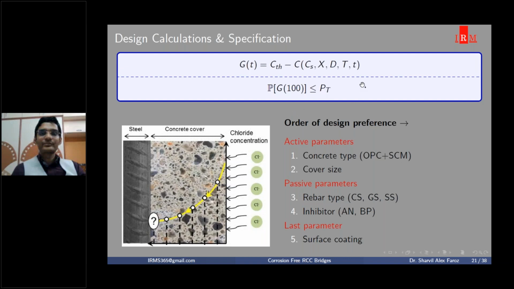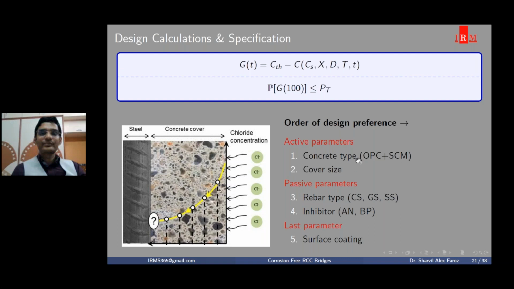Once we solve this design problem, we get the output. These parameters, CS, X, D, T, capital T, small t, and CTH can also act as design variables in our parameters. So there are a total of 5 design outcomes or 5 design parameters which you could modify or use to do the design. Let me list them out here.